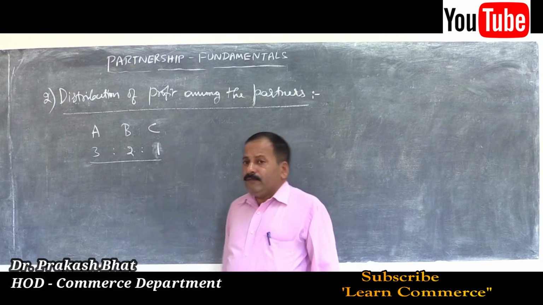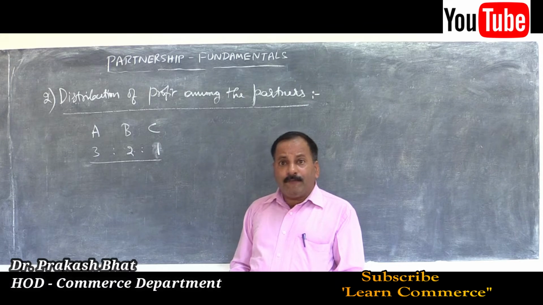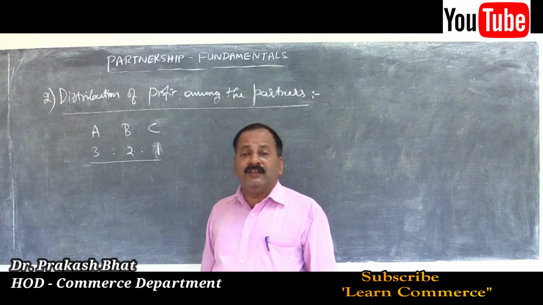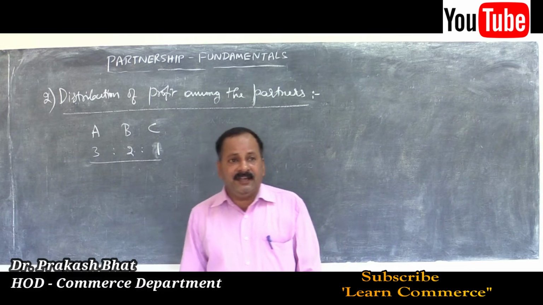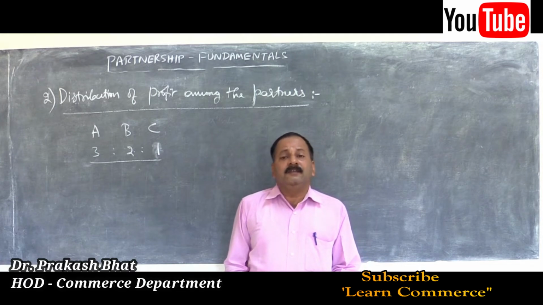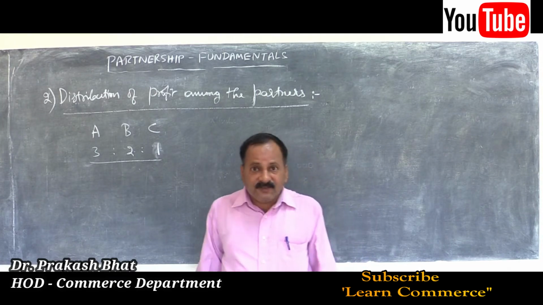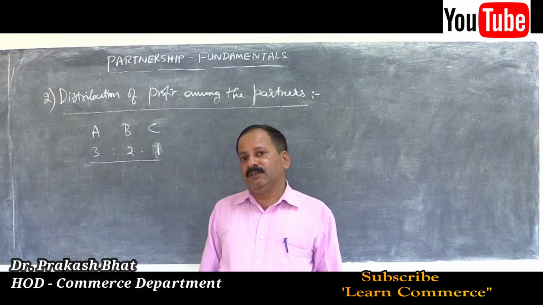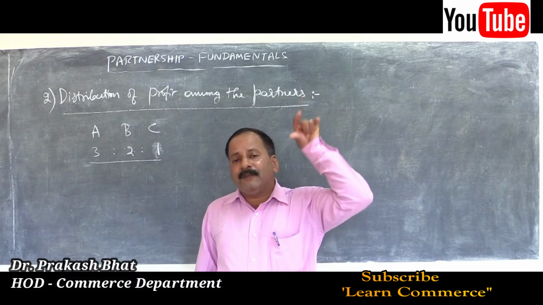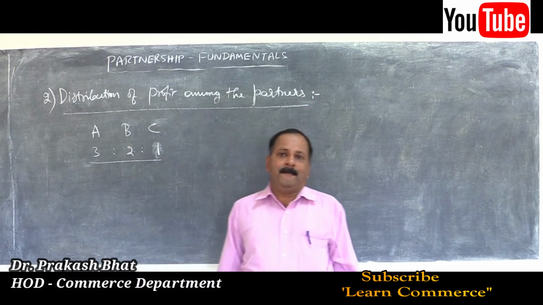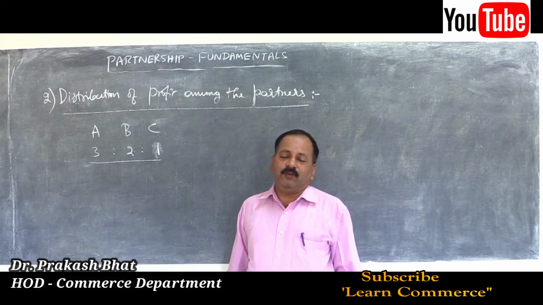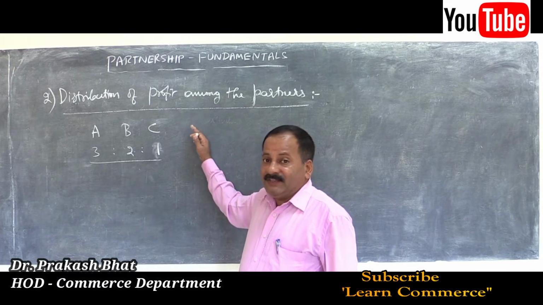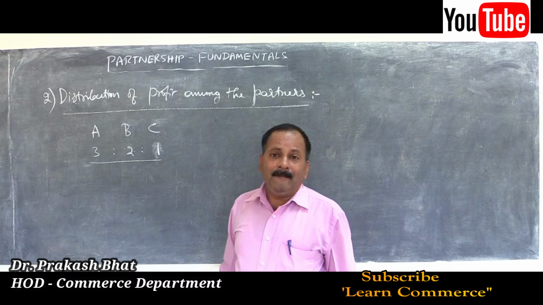Now, for distribution of profits and losses, in case of partnership firm, we have to prepare a separate account. A separate account is to be prepared because in case of sole trading concern, any profit that is earned in the business will be added to the capital of the owner, the sole proprietor. Or if there is a loss, it will be deducted from the capital of the sole trader. But here, we cannot do like that. What we have to do is, we have to do all the adjustments, then we have to distribute the profits.